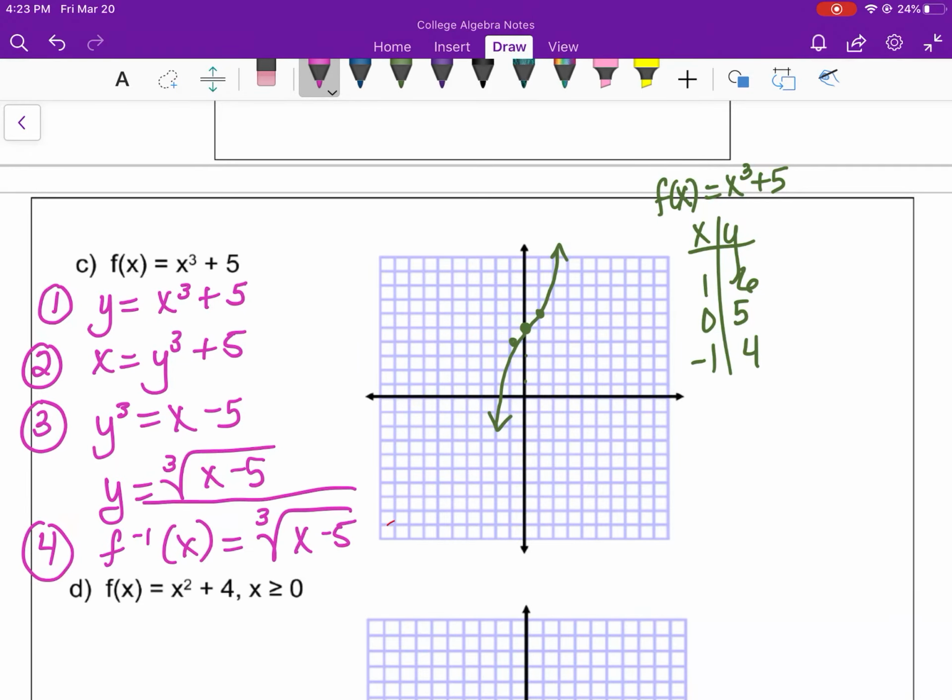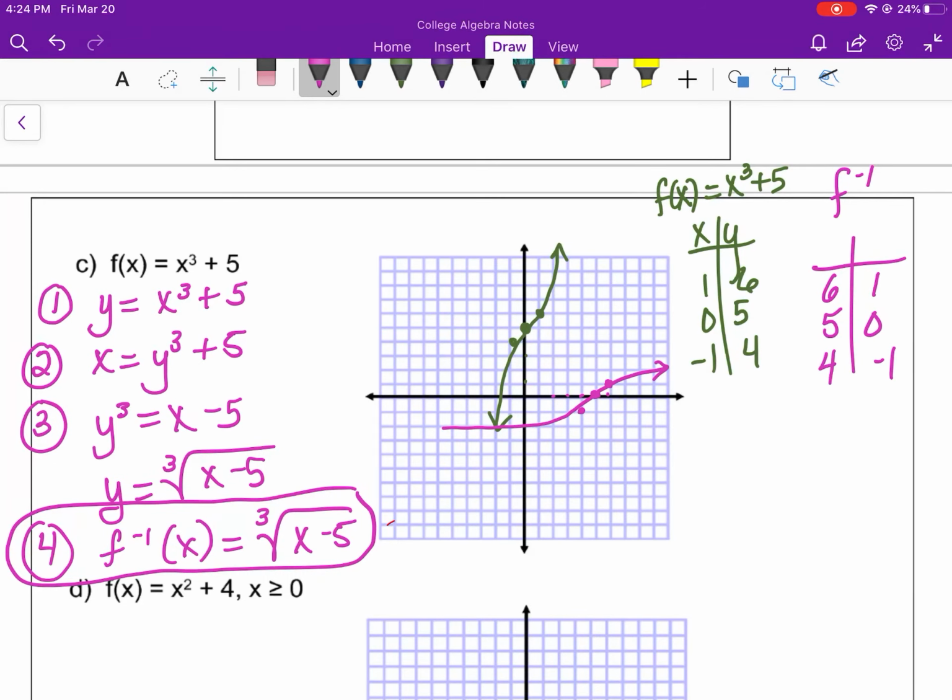Now, I don't have to make a new xy table here. All I need to do is graph these points, but flip them around. So if I'm graphing the inverse, all I need to do is flip my points around. So 6, 1, 1, 2, 3, 4, 5, 6, 5, 0, 4, negative 1. And again, y equals x should be that line of symmetry, cutting your graph in half.